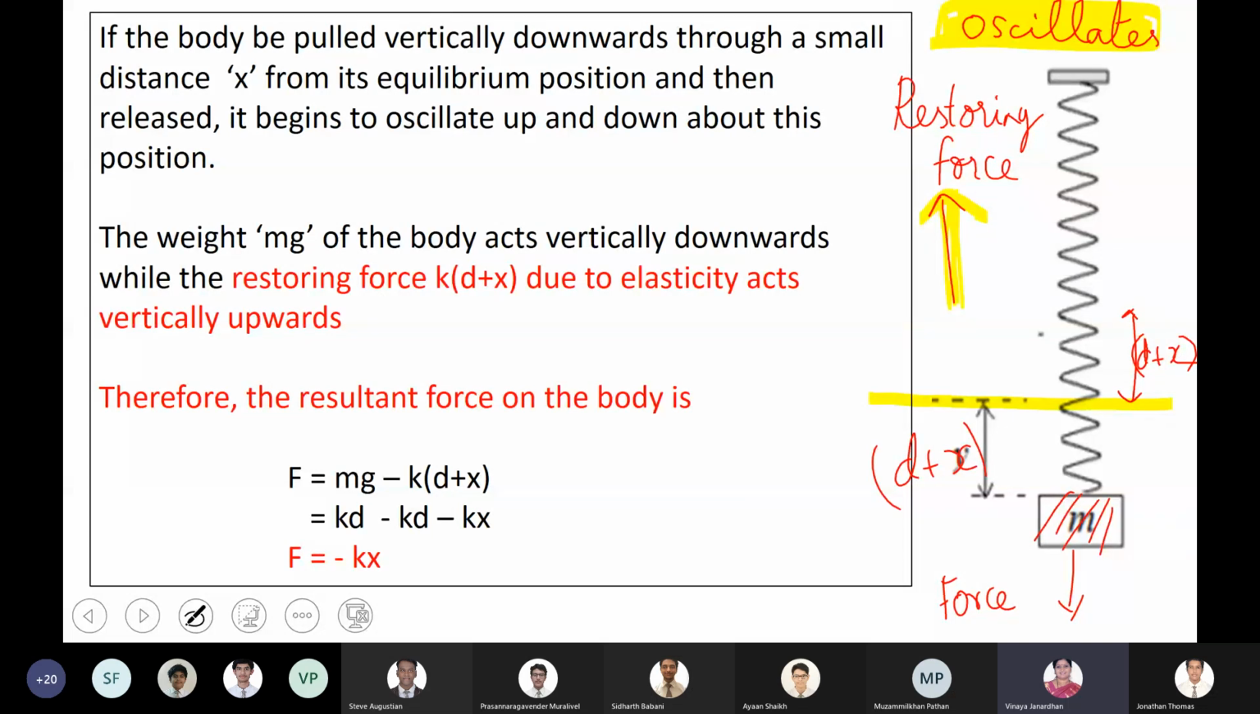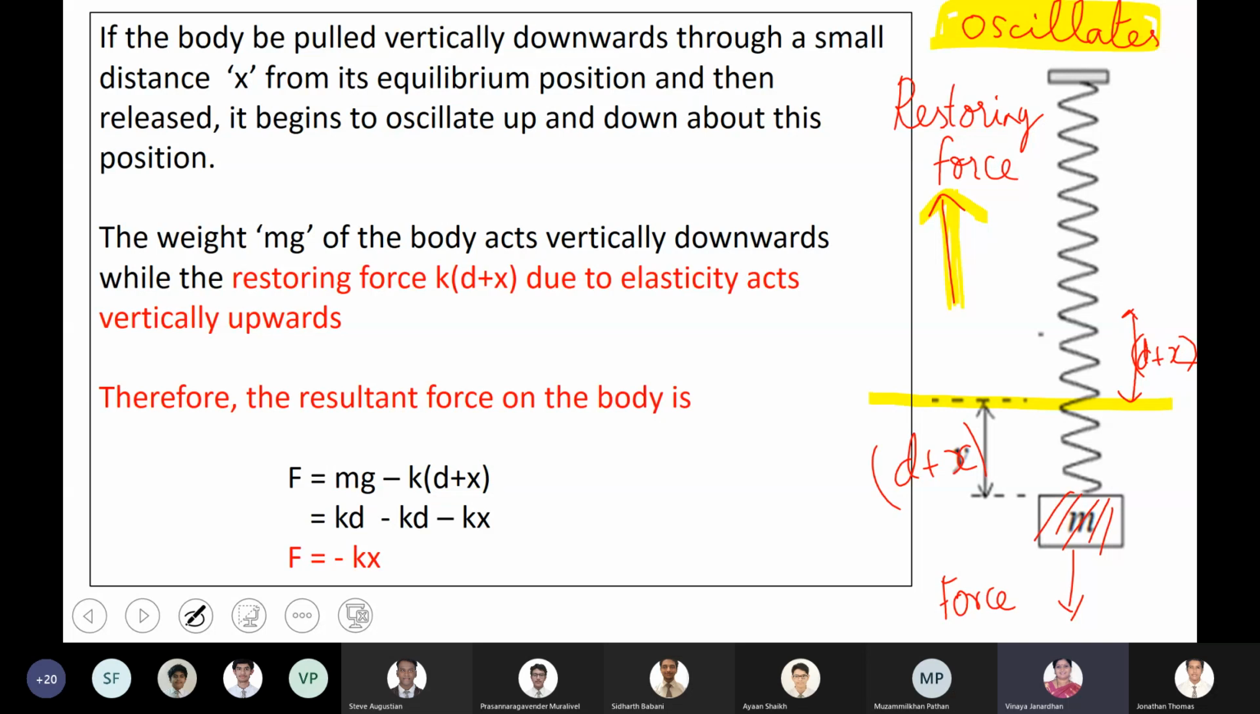You leave the block so that the applied force vanishes. Once you leave the block, it will oscillate about the mean position. It goes d plus x meters above the mean position. Mean position is the position of rest. It comes to d plus x below the mean position. Now it begins to oscillate. Are you clear? Can you imagine?